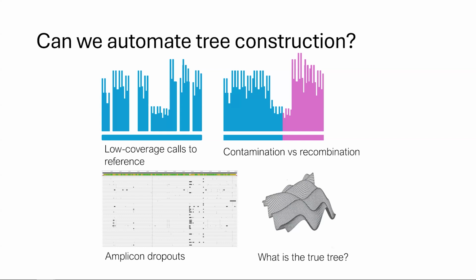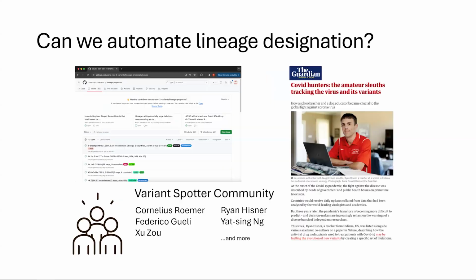Betty touched the other day on the sorts of things these might be, but they include amplicon dropouts, low coverage calls to reference, contamination, recombination. And what is the true tree? How well does that tree represent the true relationships between the samples? Most SARS-CoV-2 designations are defined by this team of volunteers, many of whom are amateurs, not scientists or virologists. They're doing it because they care.